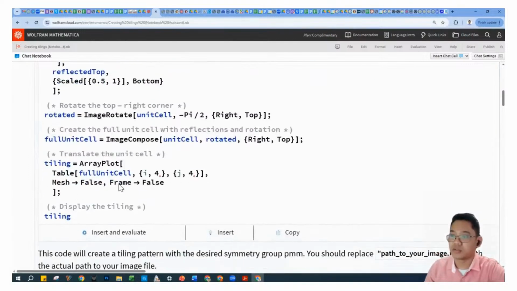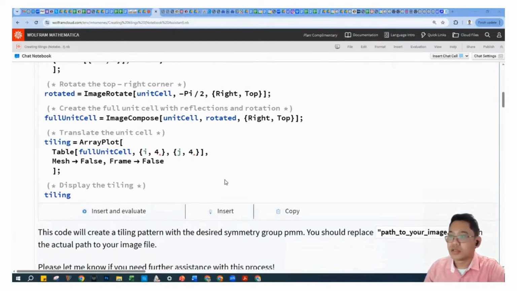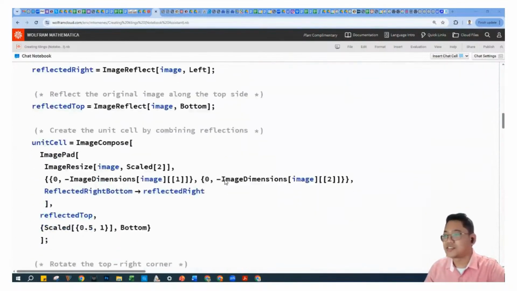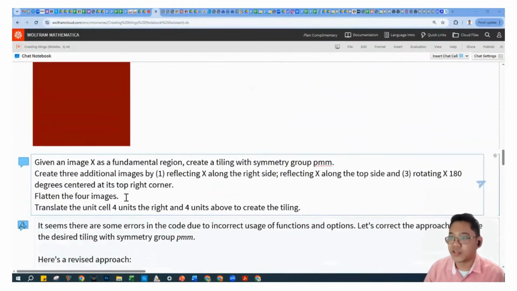So it gives me this code, and then I can insert and evaluate, or copy the code. Of course, there are times that it might fail. So you might have to rethink your prompts and edit them. A lot of the time, you have to edit your prompt so that Mathematica and you can understand each other. So I tried to create another prompt that is kind of more specific.